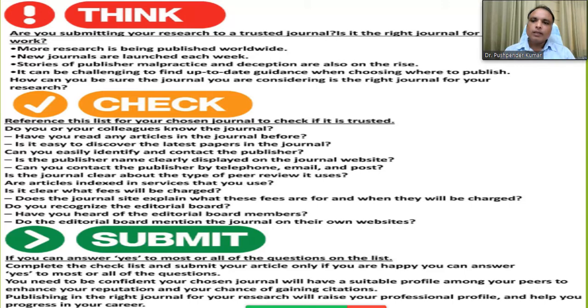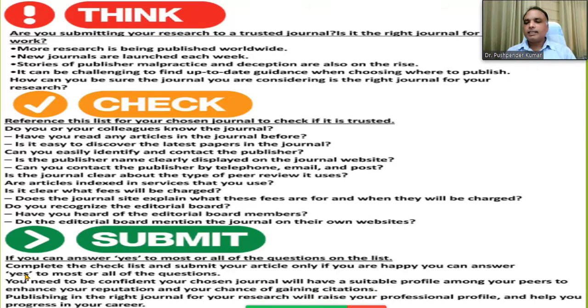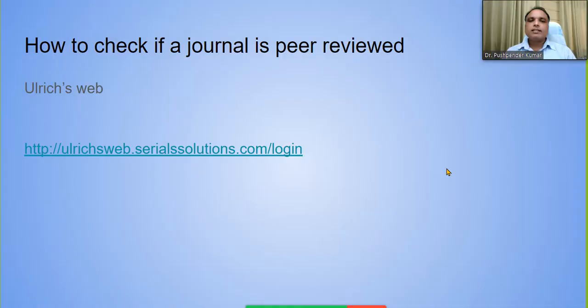Then check: have you read any article in the journal before? Is it easy to discover the latest papers in the journal? Can you easily identify and contact the publisher? So these are things you need to understand. You need to check with the journal whether these sources and guidelines are available or not. If these things are available, then you are ready to submit your paper, and that would be yes to most of these questions. Now you are very confident that you have selected the right kind of journal, right everybody?